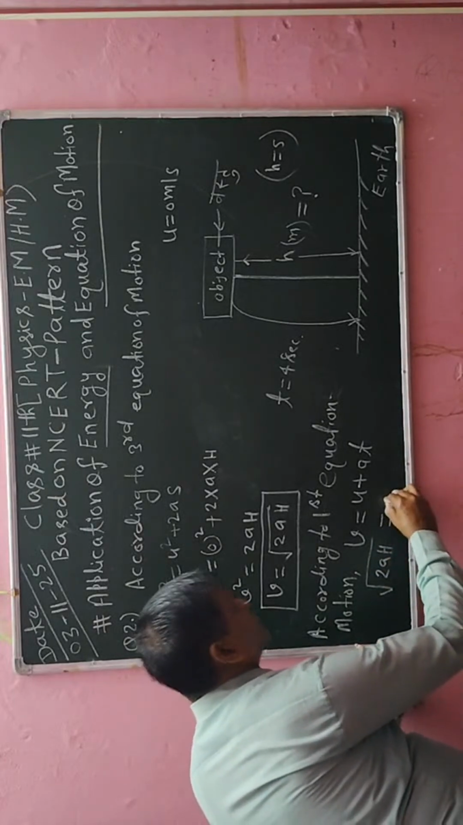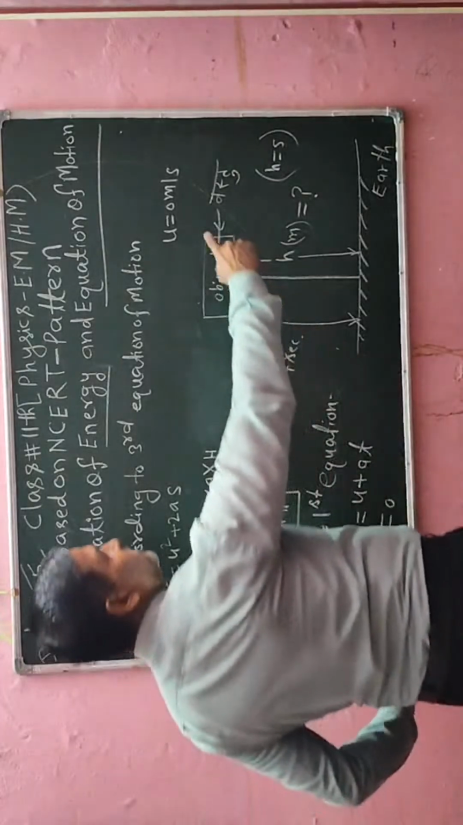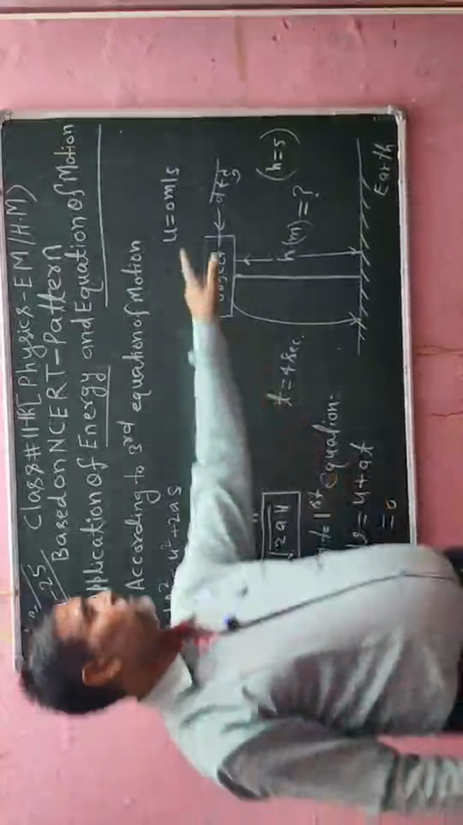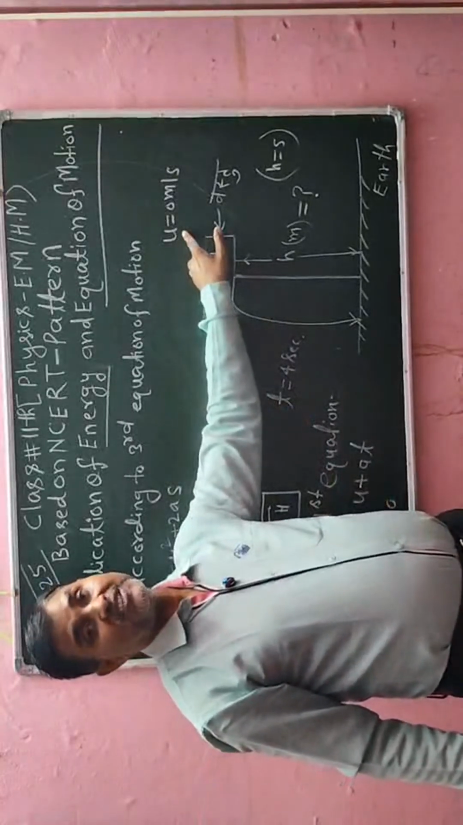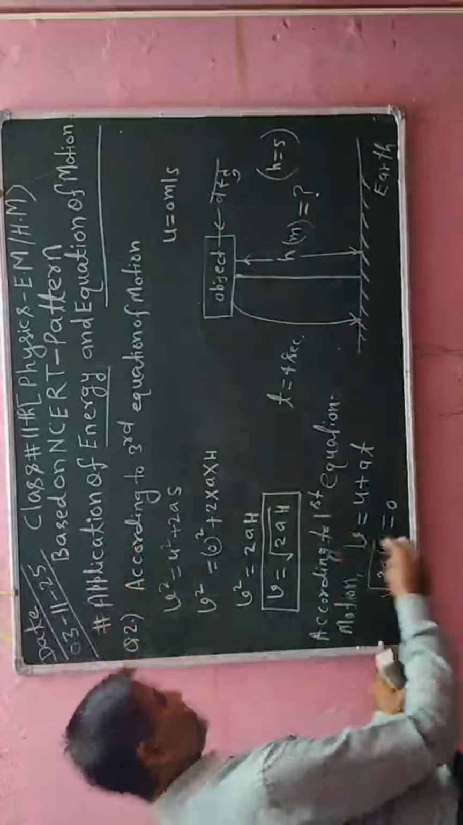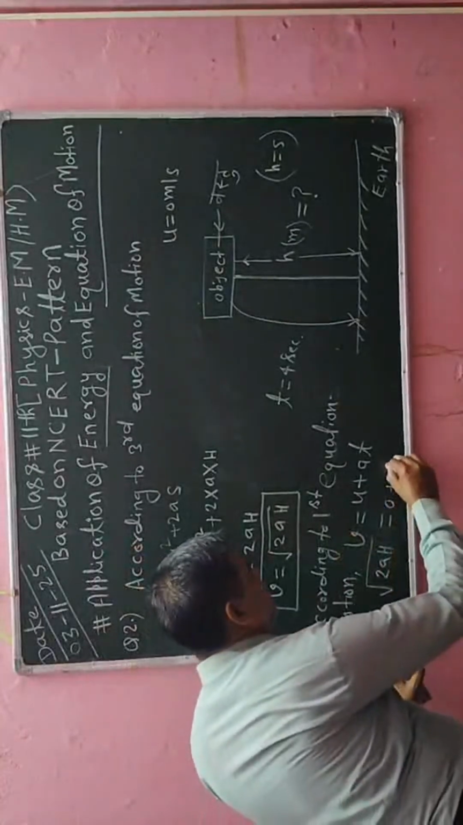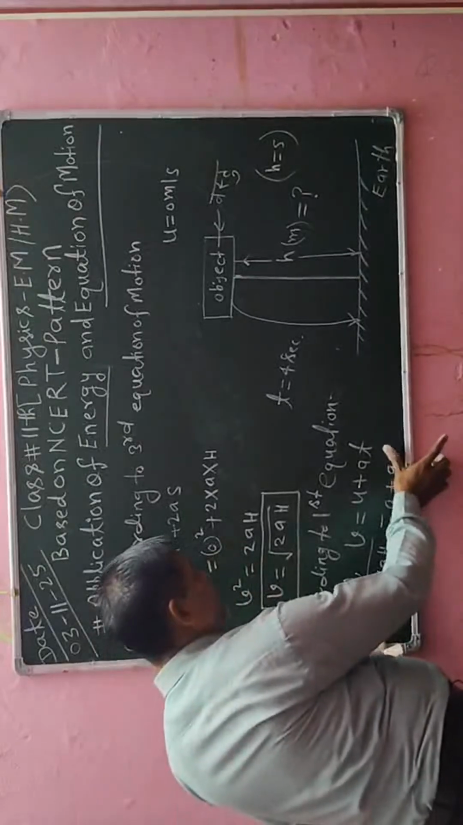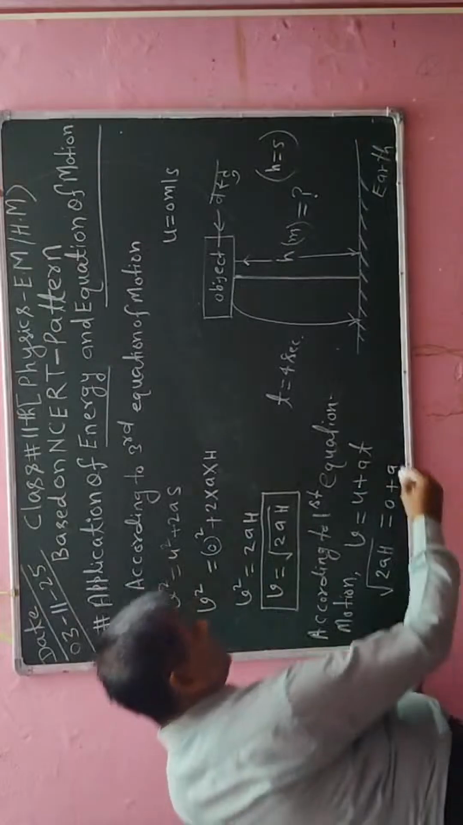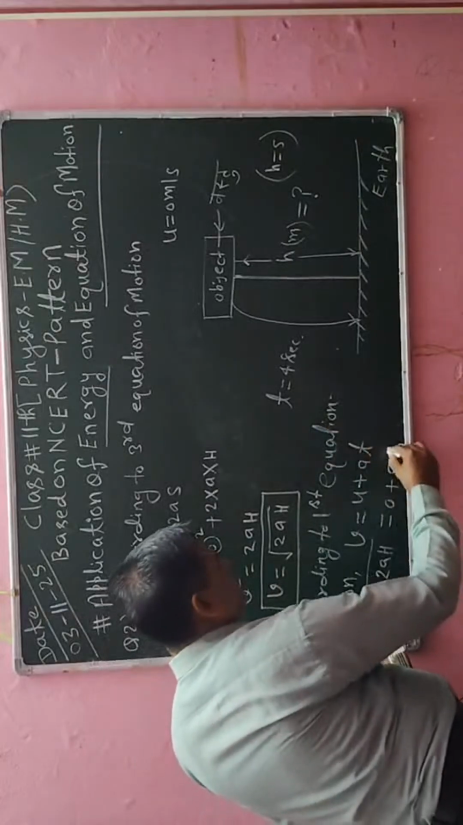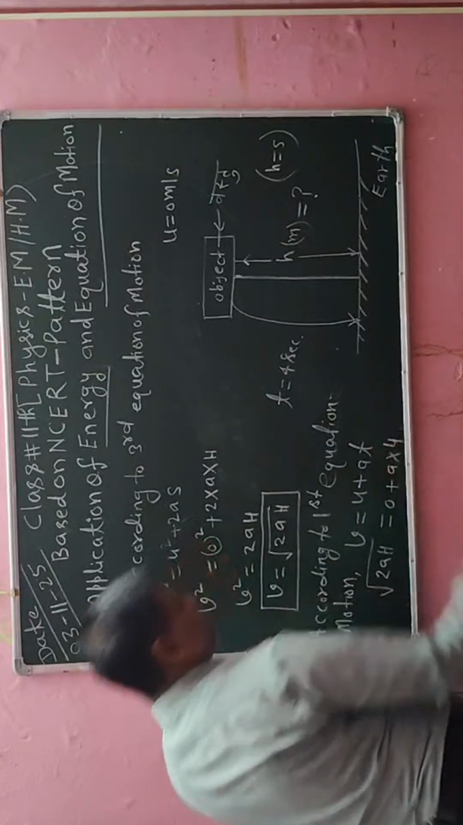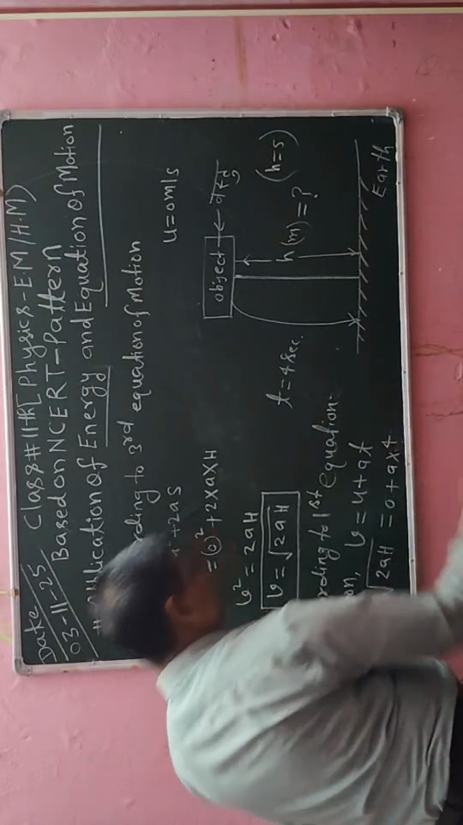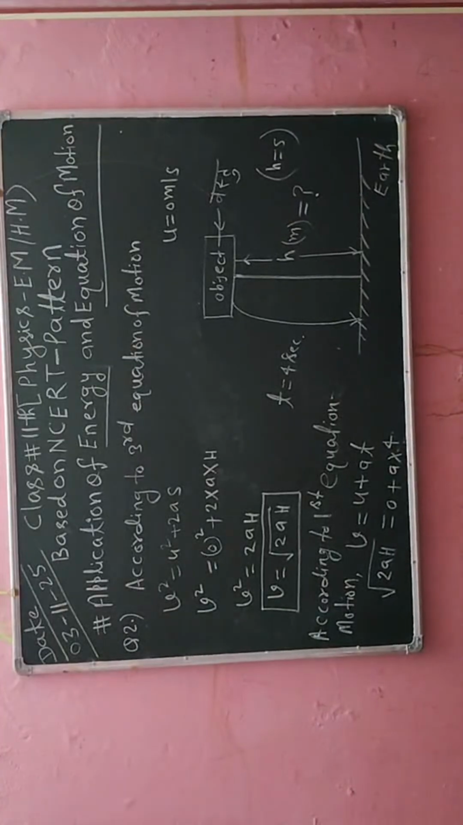The value of U is 0, that is given in the diagram, because if the object does not move, the initial velocity will be 0, the object is at rest. So I will put 0 there. Here I will write A into T. The value of T is also given there, that is 4 seconds. So I will multiply 4. After simplifying, I will get its value.